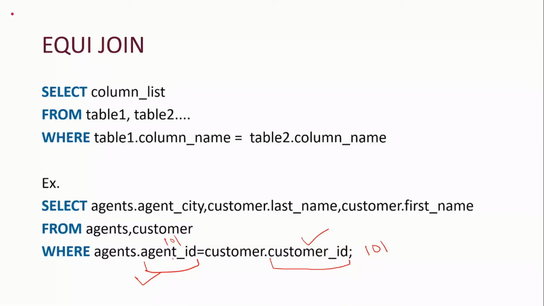Understood the difference? When do we have to use the inner join and when do we have to use the equi-join? Any doubt within these, students? Can anyone please tell me when we have to use the inner join and when we have to use the equi-join?